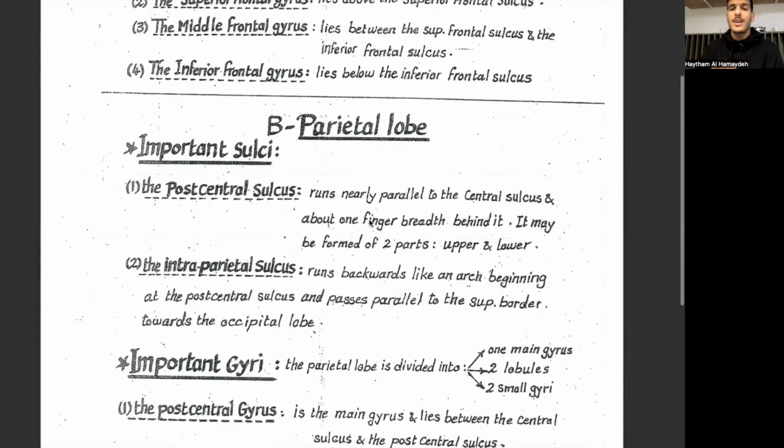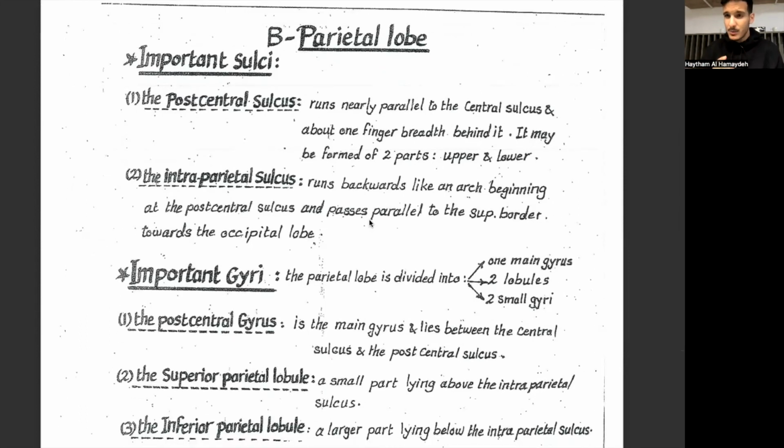Now, on the lateral aspect of the brain, we're going to dive into the parietal lobe. As we have remembered, it lies posterior to the frontal lobe, posterior to the central sulcus. So posterior to the central sulcus lies the parietal lobe.